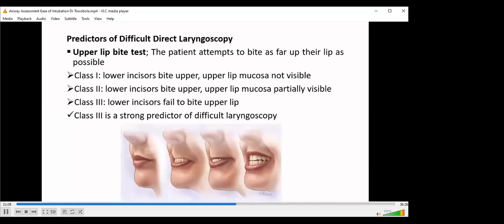Let's look at the upper lip bite test. The patient attempts to bite as far up their lip as possible. It is categorized into 3 classes. Class 1 is where the lower incisors bite the upper lip and the upper lip mucosa is not visible. Class 2 is where the lower incisors bite the upper lip, but the upper lip mucosa is partially visible. Class 3 is where the lower incisors fail to bite the upper lip. Class 3 is a strong predictor of difficult laryngoscopy.